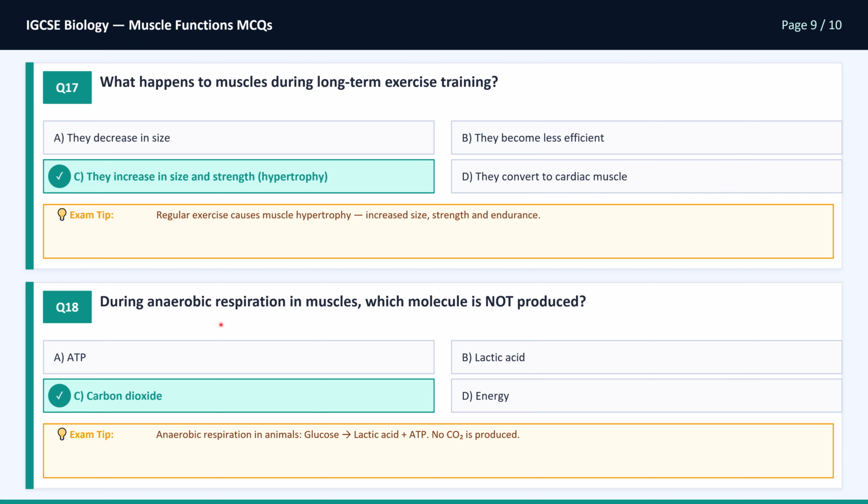Question 18. During anaerobic respiration in muscles, which molecule is not produced? Option A, ATP. Option B, lactic acid. Option C, carbon dioxide. Option D, energy. The correct option is option C, carbon dioxide. Anaerobic respiration in animals turns glucose into lactic acid plus ATP. No carbon dioxide is produced.